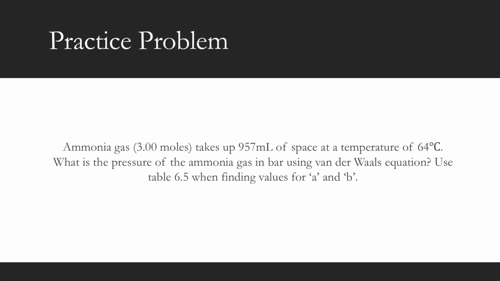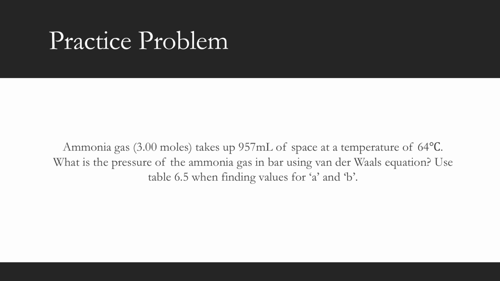Okay, so now that we know more about where this equation comes from, what it means, and why we use it, let's jump right into a practice problem. The question states: ammonia gas at 3 moles takes up 957 milliliters of space at a temperature of 64 degrees Celsius. What is the pressure of the ammonia gas in bar using van der Waals equation? Use table 6.5 when finding values for A and B.